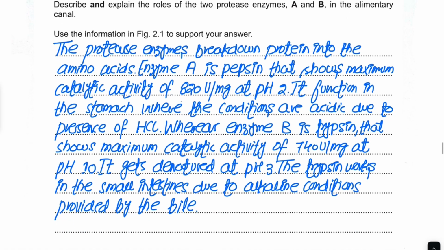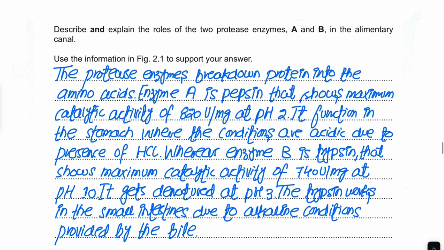Moving onward, for the total of 6 marks, they want you to describe and explain the role of the two protease enzymes A and B in the alimentary canal. So as I've said, enzymes A and B are protease enzymes. So their role would be to break down the protein in the alimentary canal to amino acids. And from the graph, we have seen enzyme A was exhibiting the optimum activity at the pH of 2, and this is 820 micron per milligram.